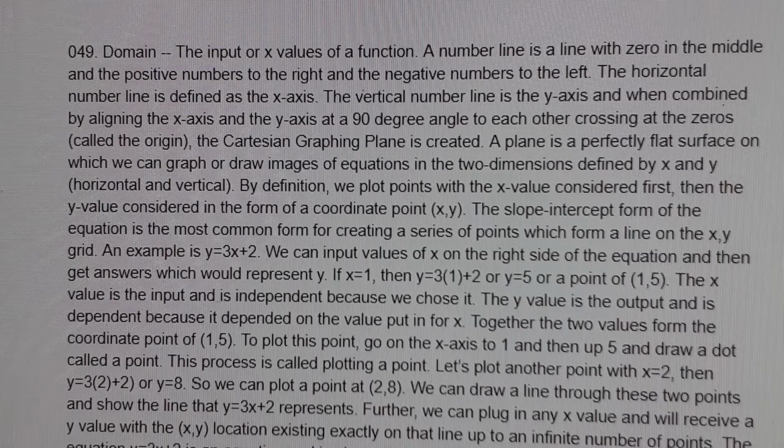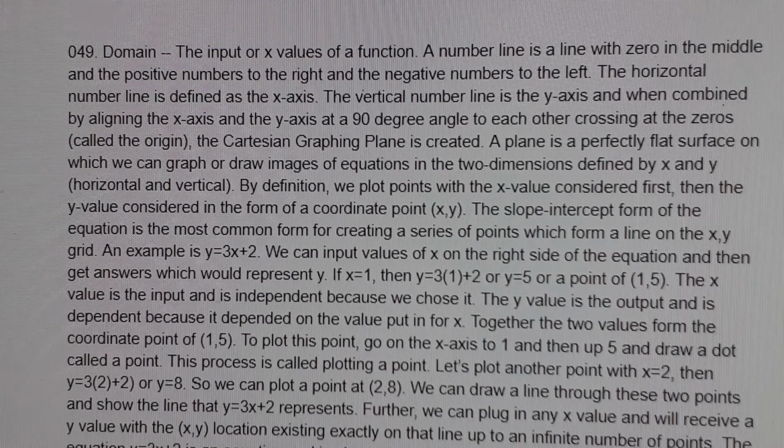We can input values of x on the right side of the equation, and then get answers which would represent y. If x equals 1, then y equals 3 times 1 plus 2, or y equals 5, or a point of (1, 5).